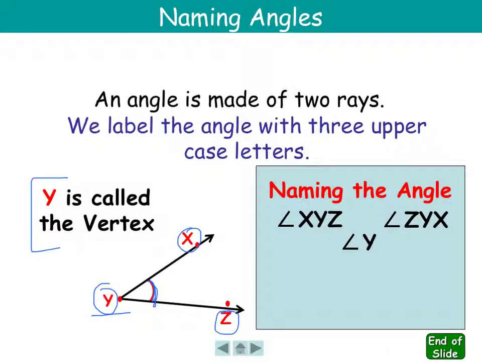Underneath it, I'd also like you to draw an example of this angle, including the naming, the X, the Y, and the Z. Now, I can either write this angle here as angle XYZ, so starting from one ray, moving to the vertex, and then moving to the other ray. Or I can start at the Z: Z, Y, X. What I cannot do is start with the Y, X, and Z.